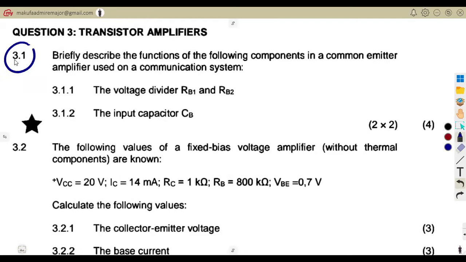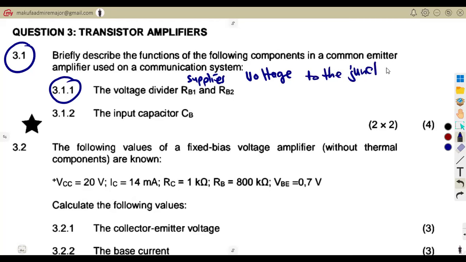All right, on 3.1, we were given: briefly describe the functions of the following components of a common emitter amplifier used in a communication system. On 3.1.1, the voltage dividers, RB1 and RB2, these are voltage dividers. So these ones supply voltage to the junction.